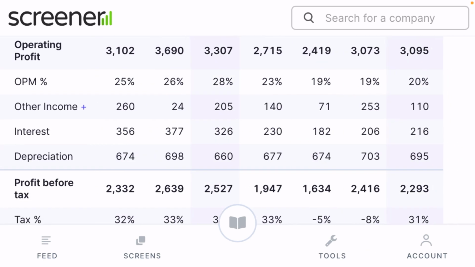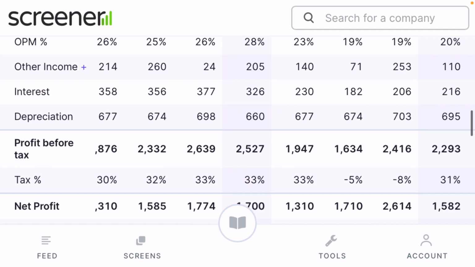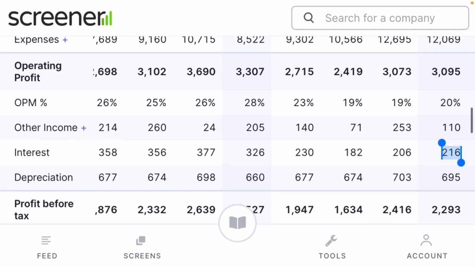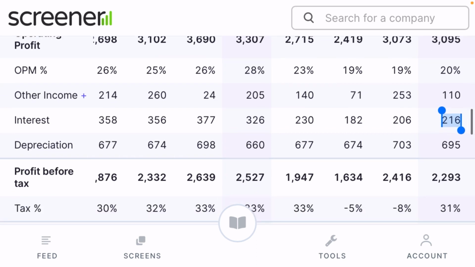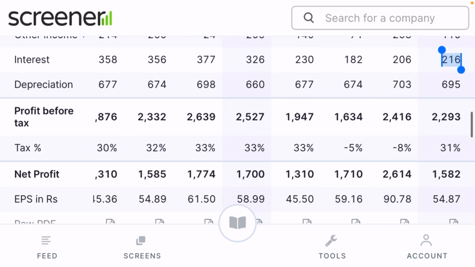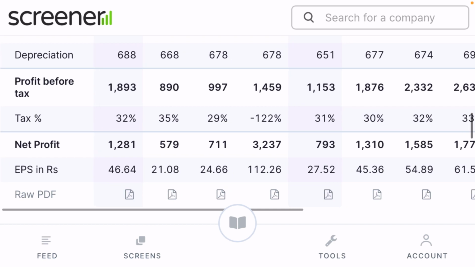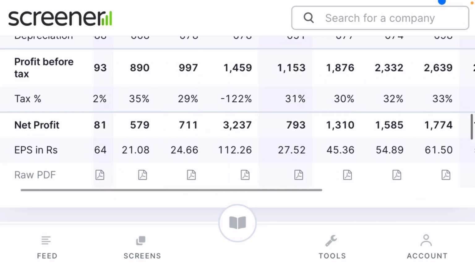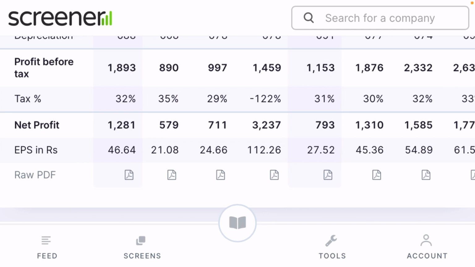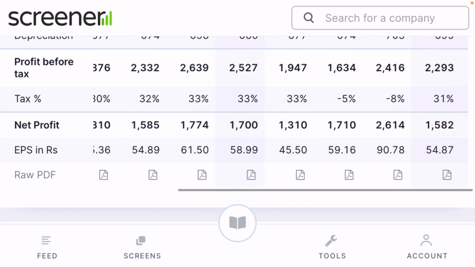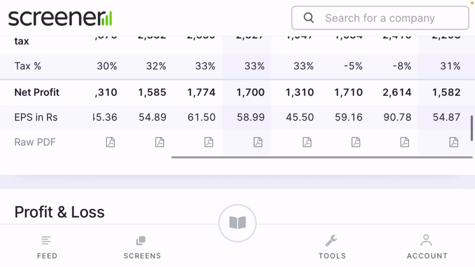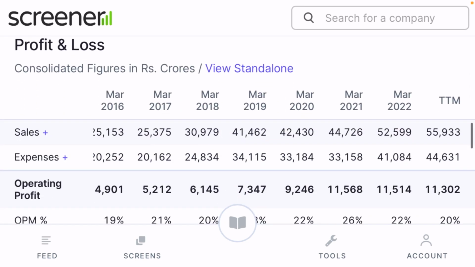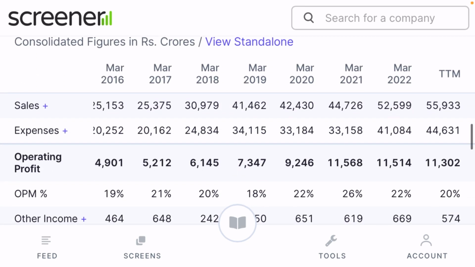The company also creates some other income. The company is paying interest of 216 crore. Considering the full profit, the company is paying genuine interest, no problem at all. Profit was 1893, but now it's 2293. Net profit is also growing, it was 1281, and now it's showing 1582. So profits are also increasing year on year, though somewhat flat since 2019, but not by much.